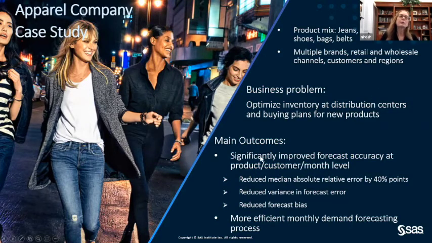And so we implemented this approach for them, and we observed some very good results in terms of improving the accuracy of the forecast at the product customer monthly level. So we reduced the median absolute relative error. We reduced the variance in the forecast error as well as the bias. And most of all, besides the accuracy improvement, we also helped them by providing a more efficient monthly demand forecasting process, because they have to run this every month. There are thousands of products that they need to forecast, including new products. So at the end, we could automate the new product forecasting and integrate it with their existing larger forecasting process.